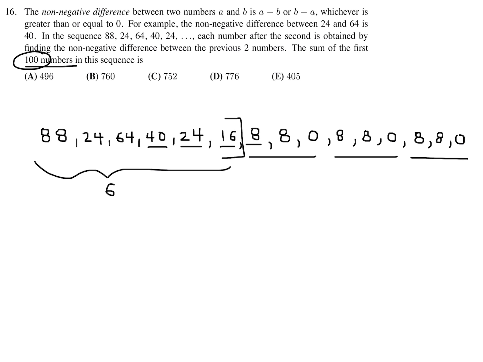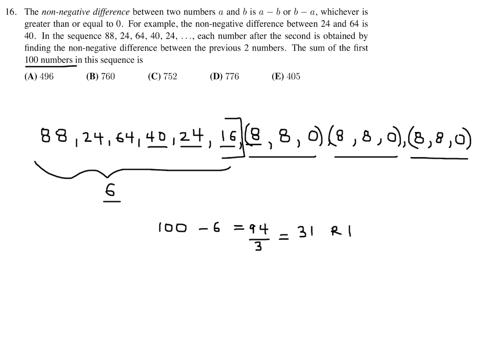So I've got to figure out the sum of the first 100 numbers, right? So out of the first 100 numbers, 6 of them are accounted for. So I've got 94 left. Now, of those 94, they're all going to be patterns of 8, 8, 0, 8, 8, 0, like that. So this 94, I'm going to divide by 3. And that gives me how many of those 8, 8, 0s there are going to be.